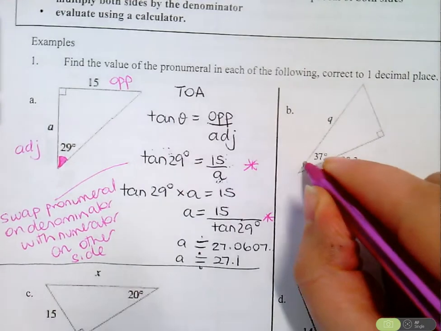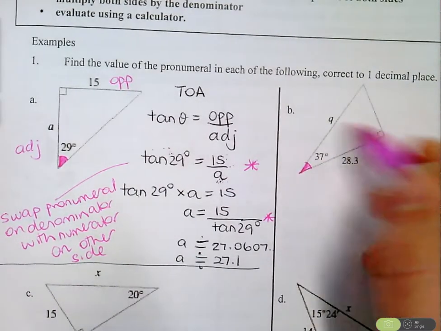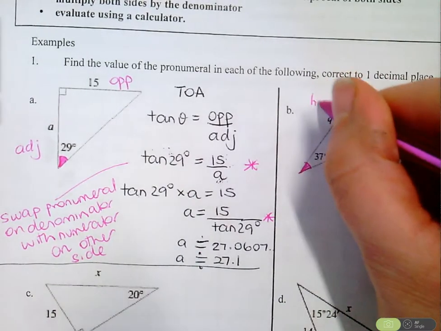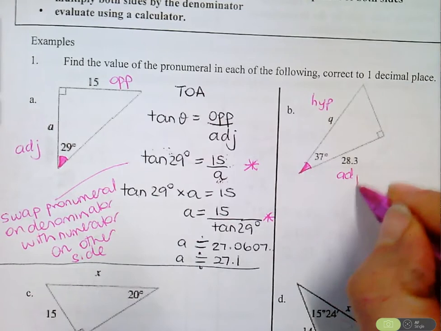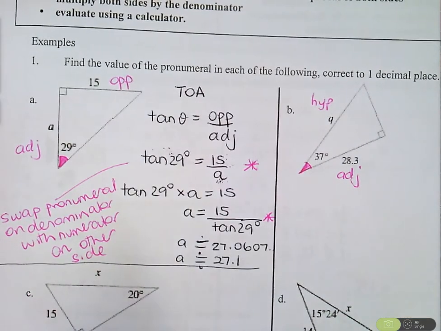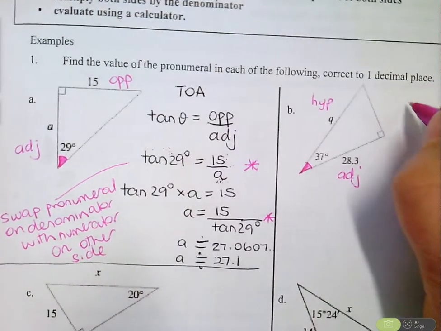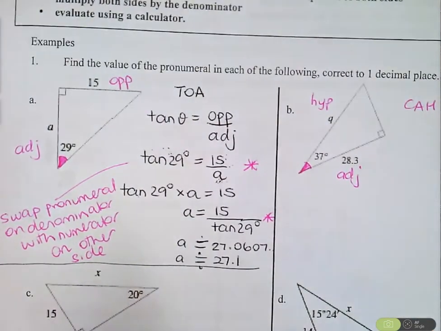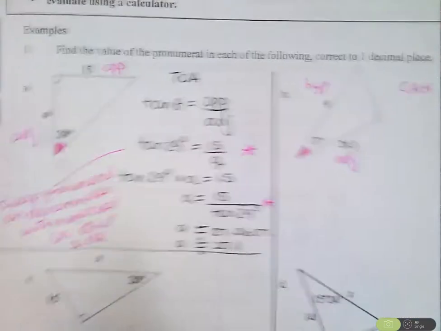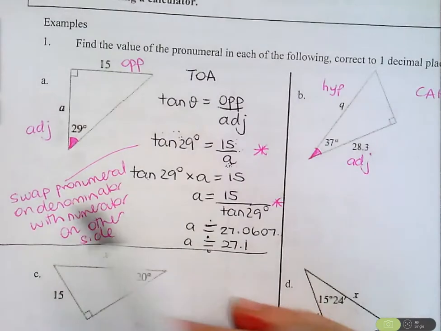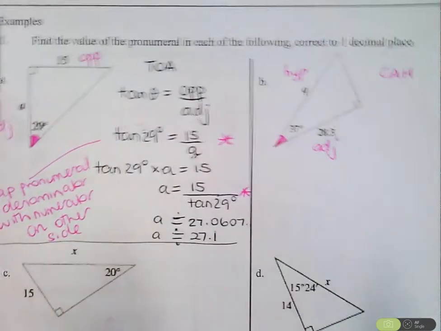What have we got? There's your angle. Well, what's Q anyway? And this one is adjacent. A and H. SOH CAH TOA. C-A-H, so CAH. So, can I move now? So therefore, here I've got swap pronumeral on denominator with numerator on the other side. So that will happen if you've got a pronumeral on the denominator.